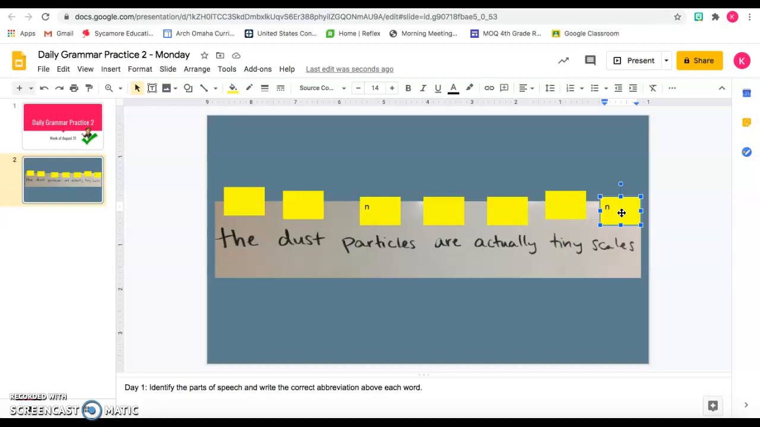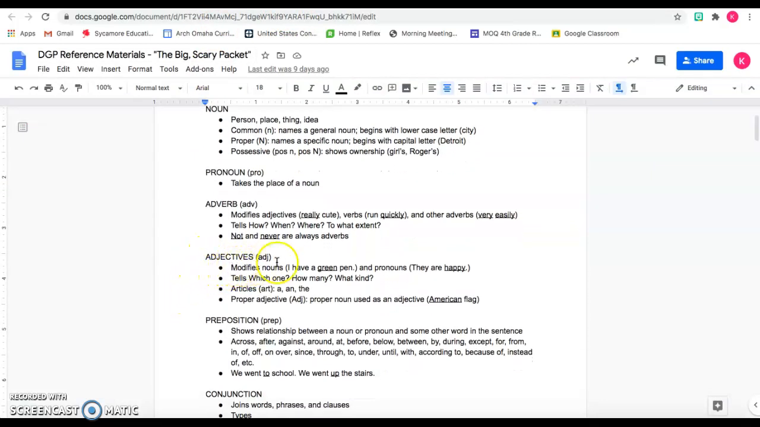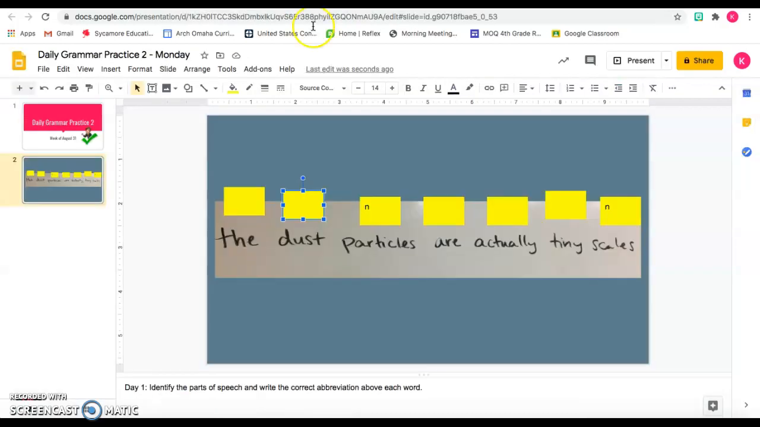All right. So we have two nouns on here, and I'm betting that you're like, what, Mrs. Forsman? What about dust here? Dust is a thing. Well, in this case, dust is not a noun. Dust is describing particles. And if we look at our big scary packet, we see that adjectives modify nouns, or another way to say that is they describe nouns. So in this case, dust is describing particles, which is a noun. So if dust is describing a noun, it has to be an adjective, which we'll denote with ADJ.